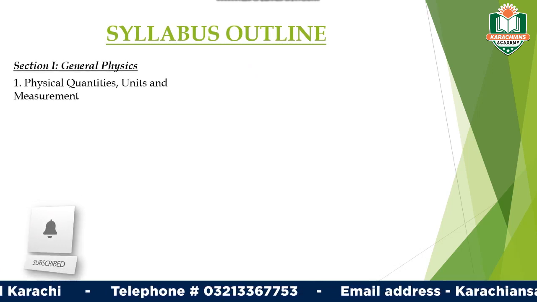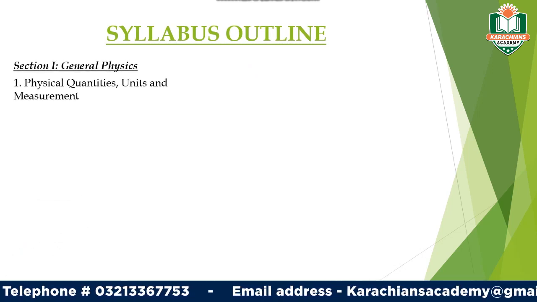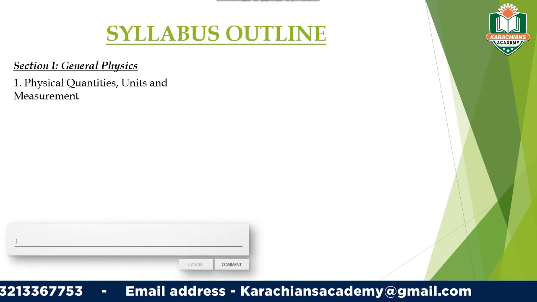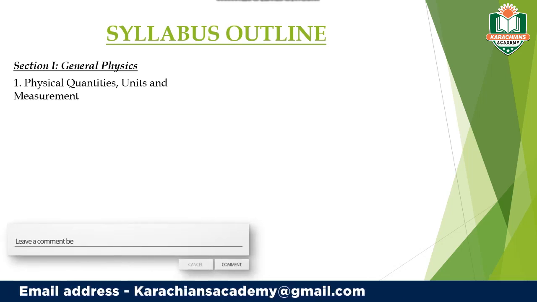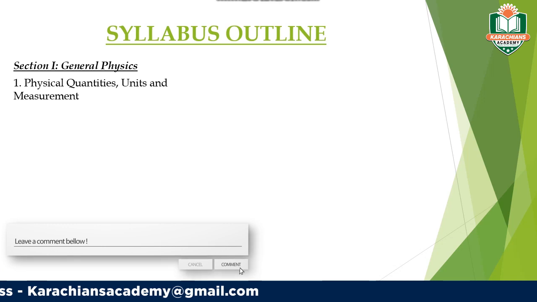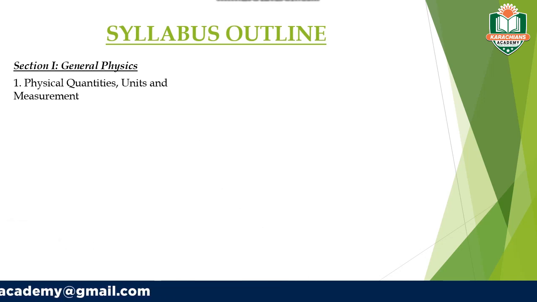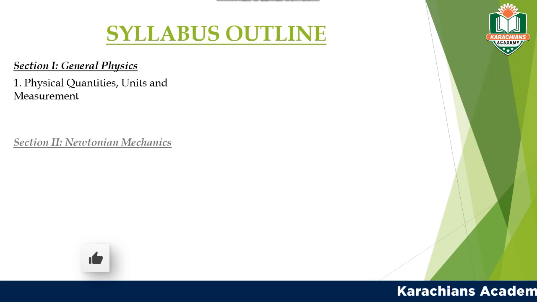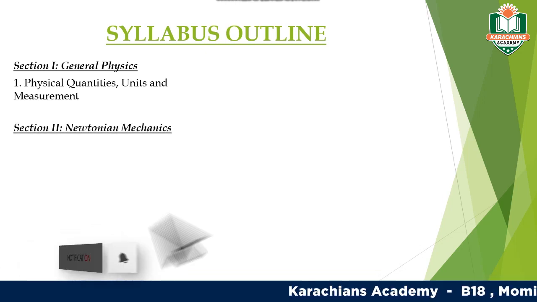Okay, so our syllabus consists of 6 sections. The first one being general physics, which has one chapter which is physical quantities, units and measurements. In this chapter we'll be discussing the different measuring techniques used for measuring length, mass, volume, as well as the units including the SI units.